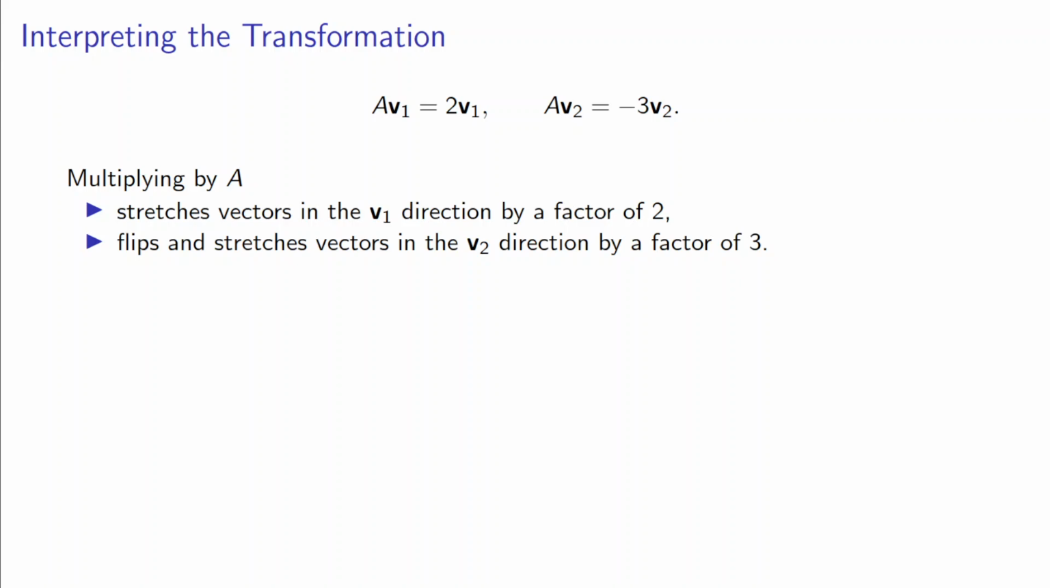So how would we interpret this? Again, this is what we just discovered, that Av1 is 2v1 and Av2 is negative 3v2. So this tells us that when we view R2 using the basis of these eigenvectors, v1 and v2, then we can think of multiplying by A as stretching vectors in the v1 direction by 2, and flipping and stretching vectors in the v2 direction by a factor of 3. So the negative value is doing that flipping or reflecting.